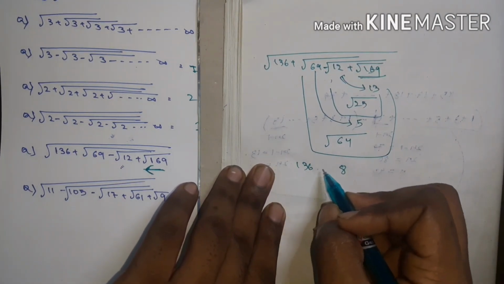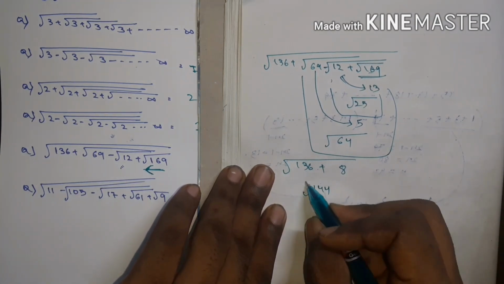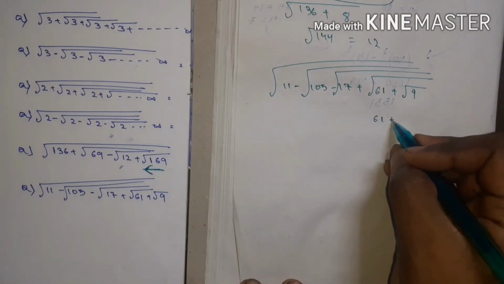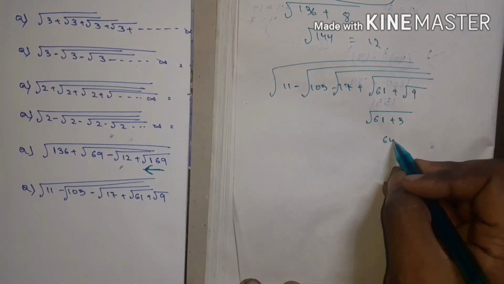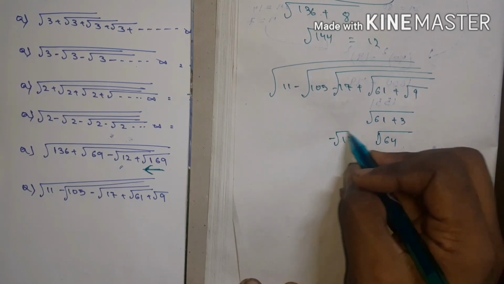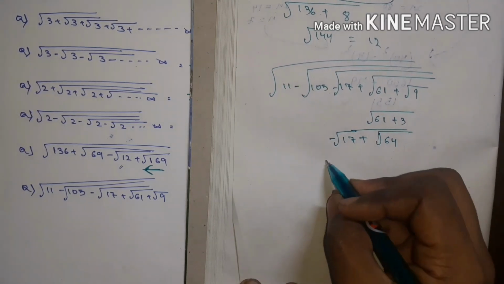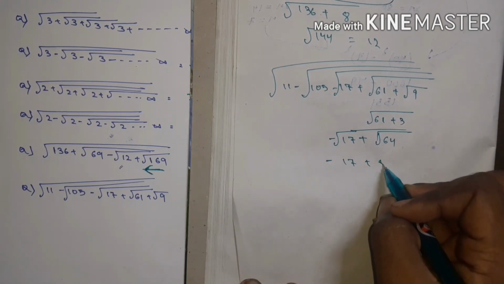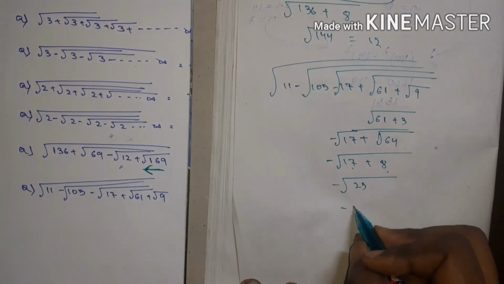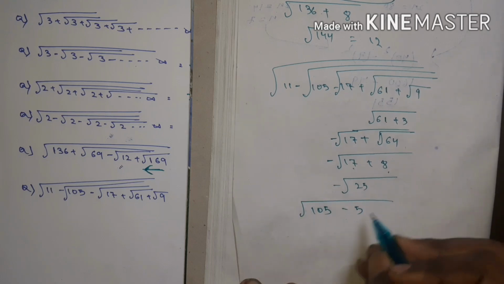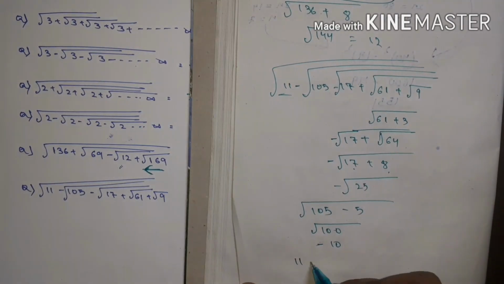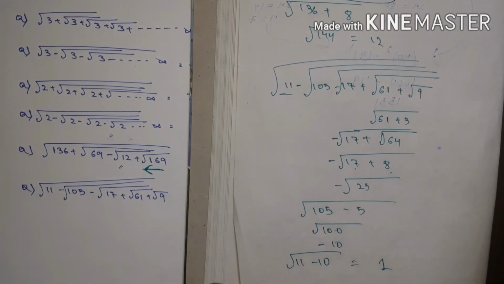Then 136 plus 8, root over 144 is 12. Got it? Then root over 9 is 3. 61 plus 3, that is 64. Root over 64. Okay. This is root over 17. Again, then minus 17, root over 64 is 8. 17 plus 8, 25. Minus 5, 105 minus 5, 100. Root over 100, 11 minus 10, root over. This is 1. Okay.